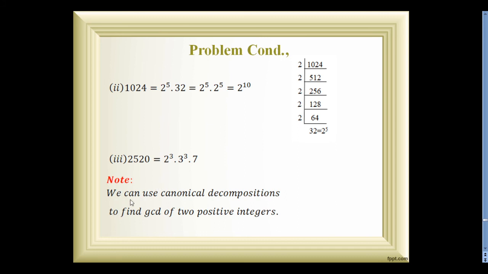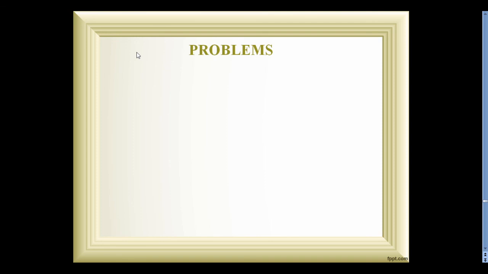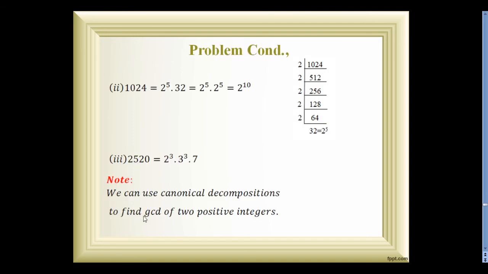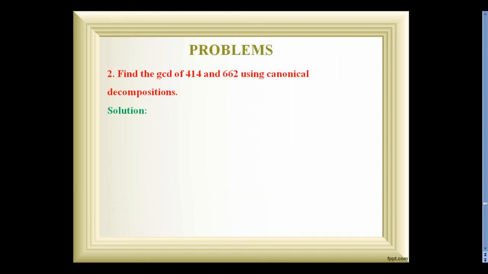Note, we can use canonical decompositions to find the GCD of two positive integers. This is an application of canonical decompositions. It is very simple to find the GCD of two positive numbers. Second problem, find the GCD of 414 and 662 using canonical decompositions.